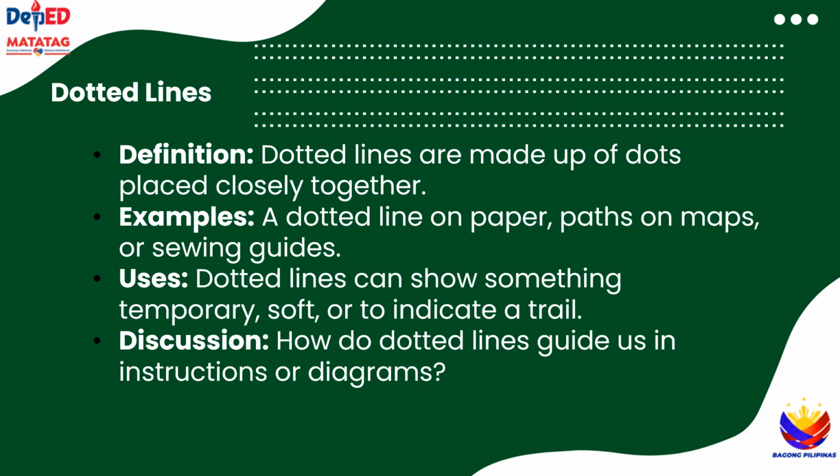Dotted lines are made up of dots placed closely together. You might see them as a dotted line on paper, paths on maps, or sewing guides. Dotted lines can show something temporary, soft, or indicate a trail. Think about how dotted lines guide us in instructions or diagrams. They help direct attention subtly, showing where to go, what to follow, or what's tentative without being too strong or overpowering.